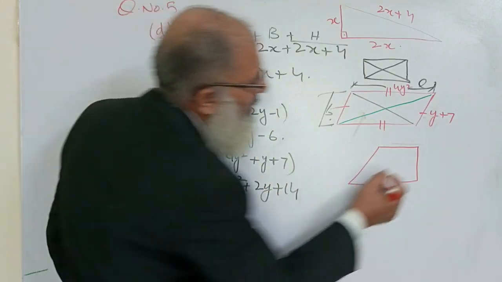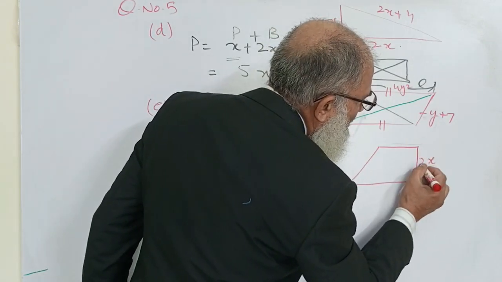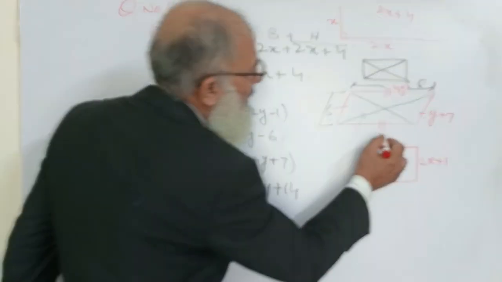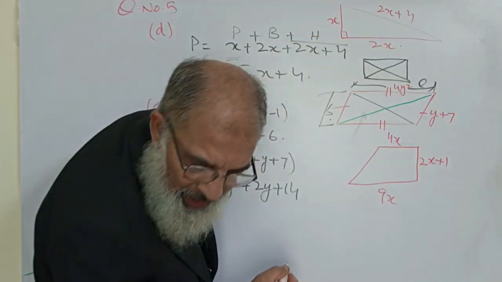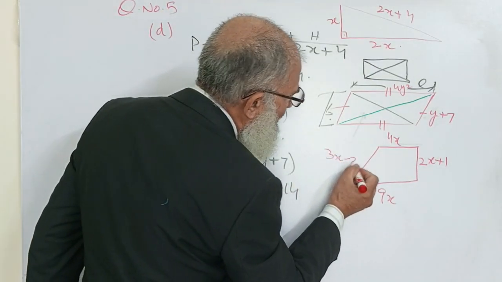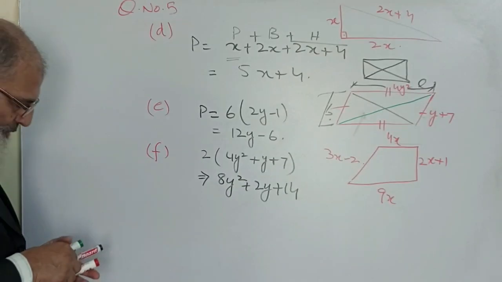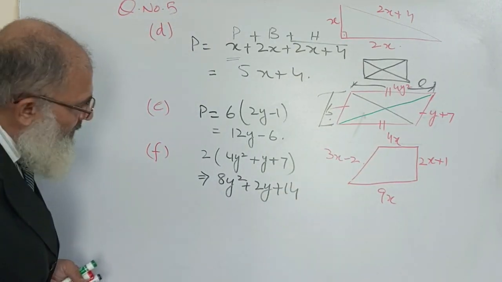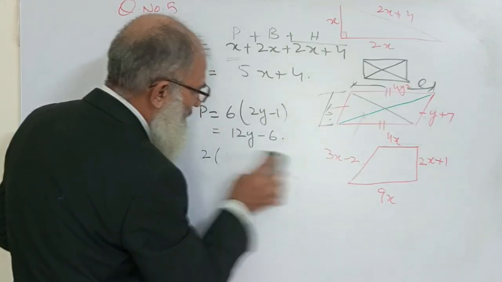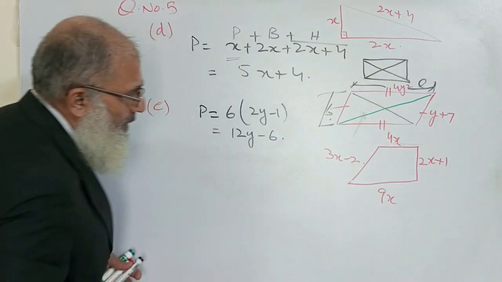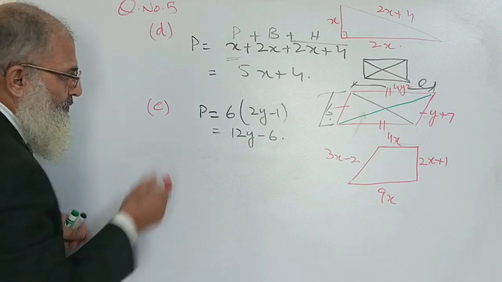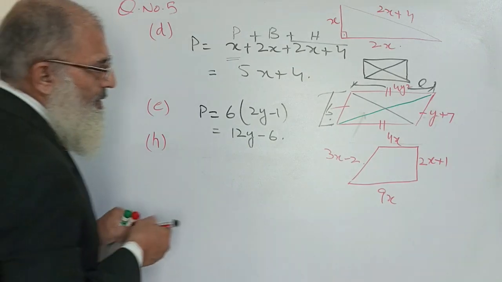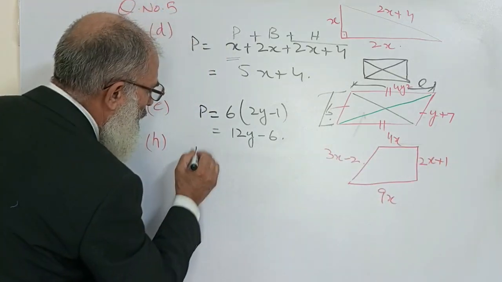Now the dimensions are given: 2x plus 1 for one side, 4x and 9x for the other sides, and for here 3x minus 2. So it is very simple, don't be confused about what all this stuff is. Now it is part H, a quadrilateral, and what we will do is add up all the sides.